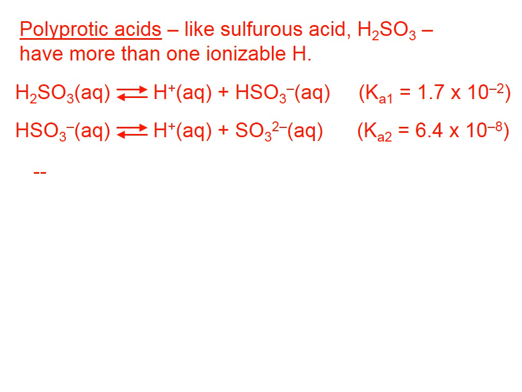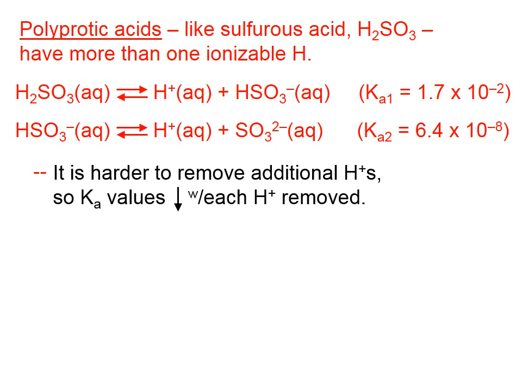Polyprotic acids, like sulfurous acid, H2SO3, have more than one ionizable H. We see two equations that relate to equilibrium constants. The first one has one H popping off, and there's a certain equilibrium constant that relates to that. And then the second equation shows the second H popping off, and there's a different equilibrium constant that applies for that case.